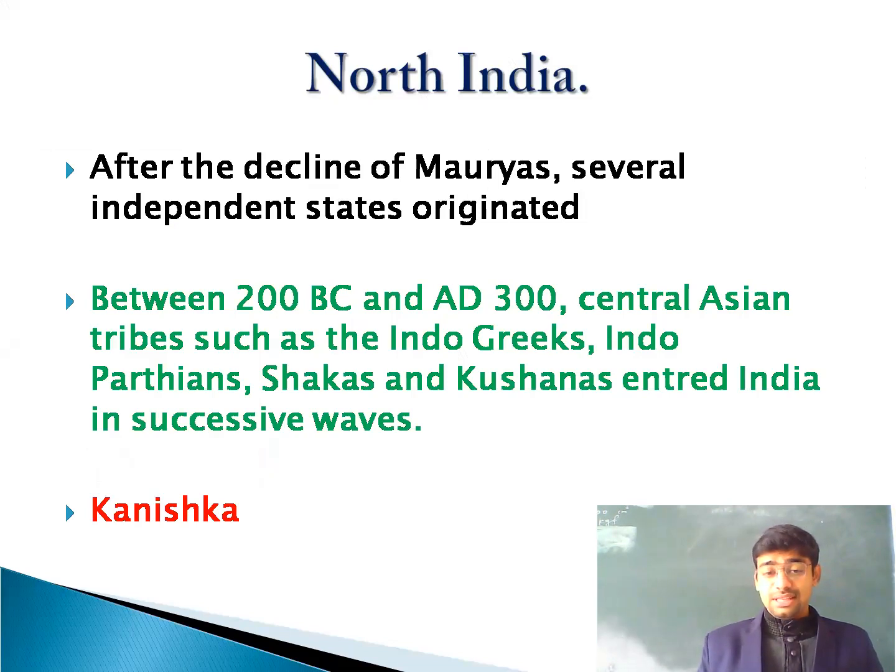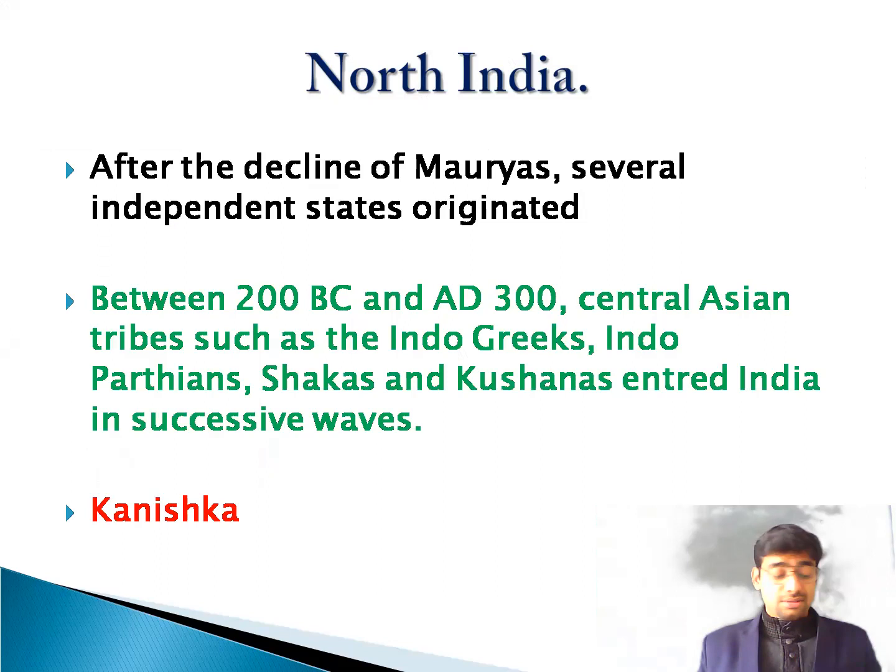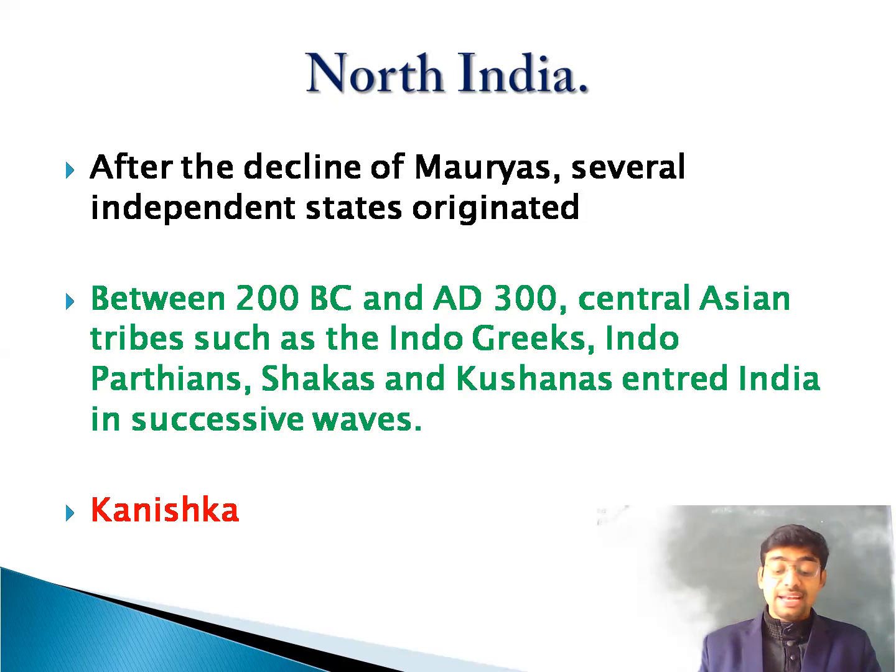Now we will talk about North India. What all things happened during the post-Mauryan period in North India? After the decline of the Mauryans, the state of Magadha shrank in size and lost its power. Several independent states arose in North India. These states constantly fought among themselves and left the northwestern mountain passes unguarded. Between 200 BC and 300 AD, Central Asian tribes such as the Indo-Greeks, Indo-Parthians, Shakas, and Kushanas entered India in successive waves. The foreign invasions had a number of impacts.